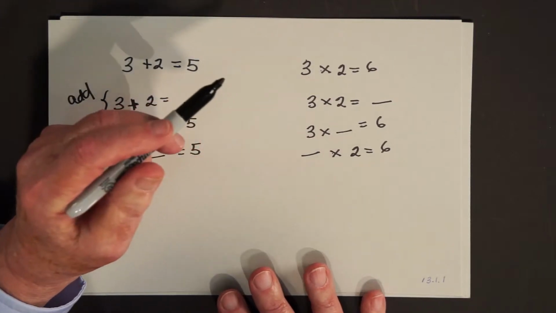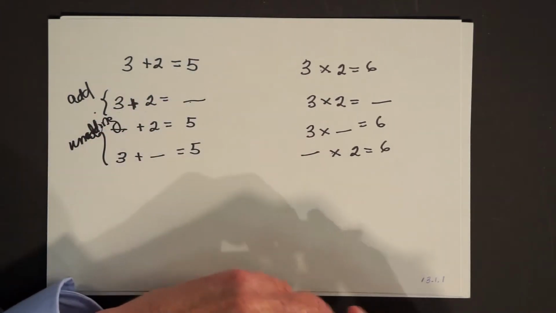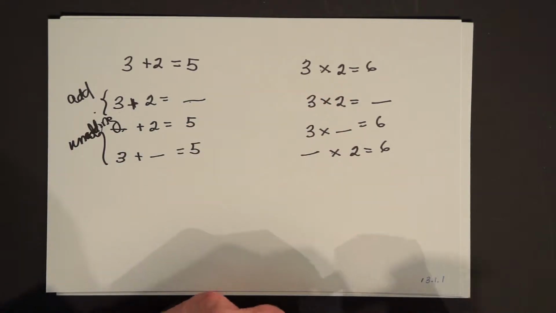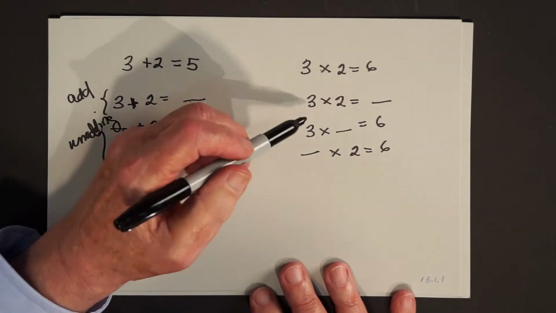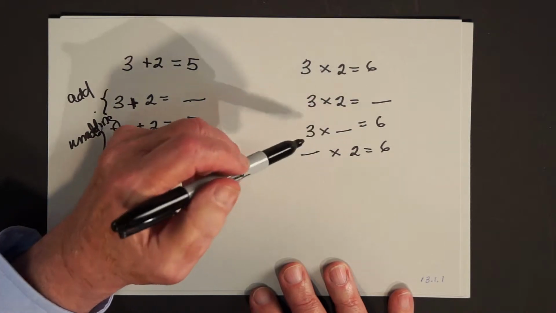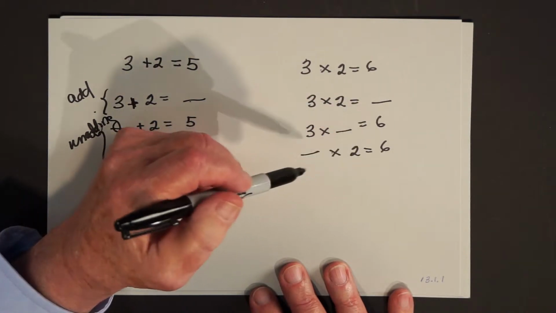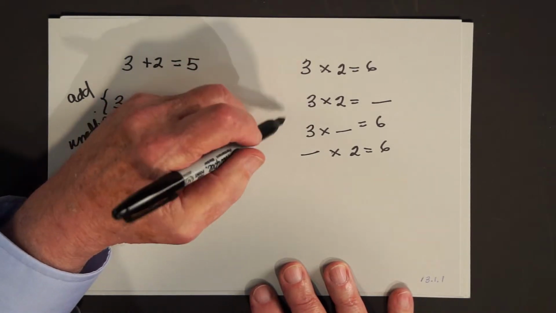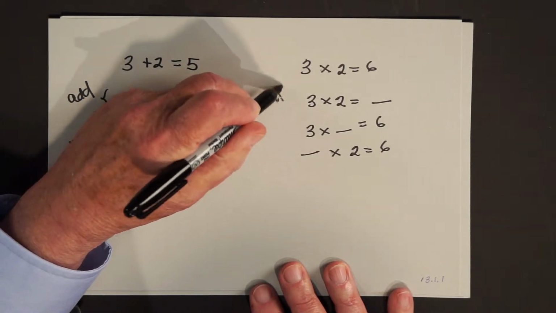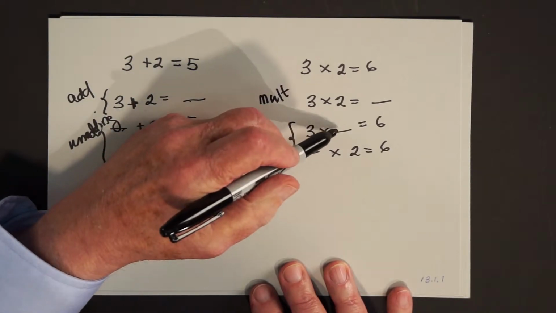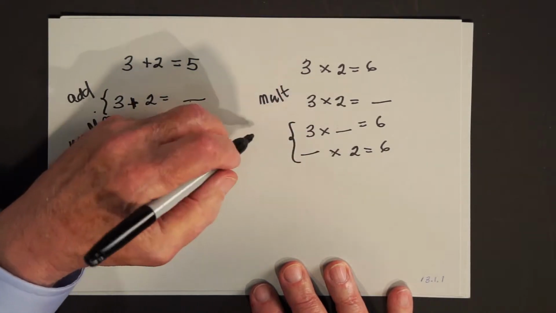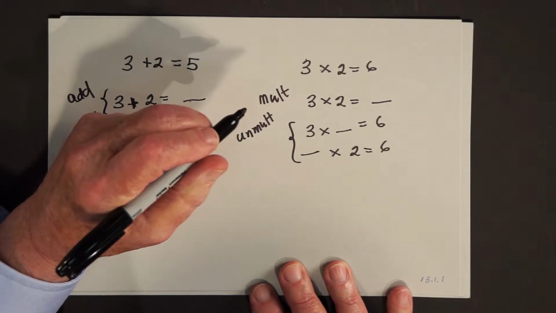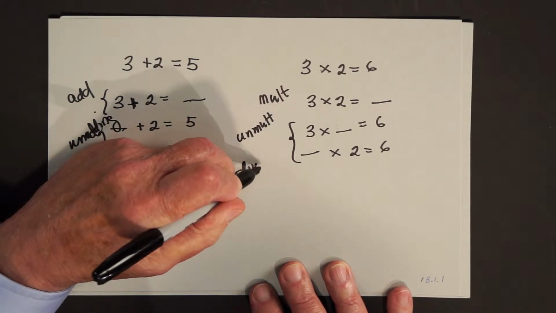The same thing can be applied to multiplication. If you want to make a fill-in-the-blank from the number fact 3 times 2 equals 6, you can say 3 times 2 equals blank. You can say 3 times blank equals 6. You can say blank times 2 equals 6. And so, again, this is multiplication. And because one of the multiplying numbers, one of the factors, is missing, these are called unmultiplying. Well, by me they're called unmultiplying. By everybody else they're called dividing.